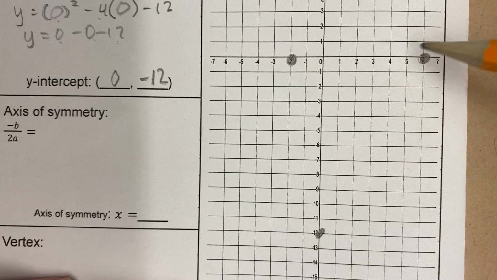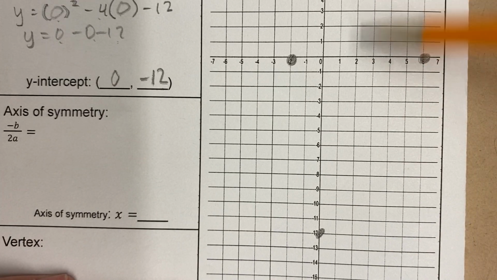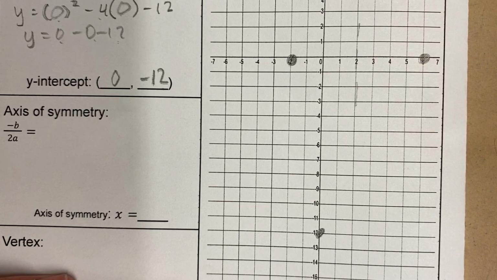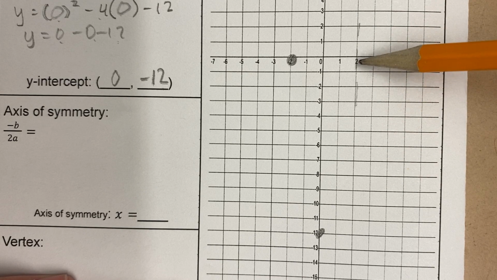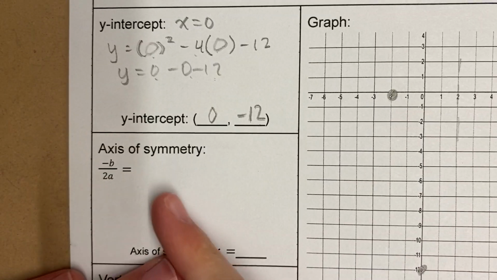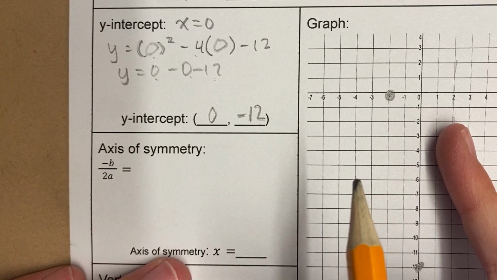Now on my graph, I know the axis of symmetry is going to be right down the middle. So here's my two x-intercepts. My guess is my axis of symmetry is right here. I can visually see where it should be. I think it should be on x equals 2. Let's see. We're going to do the math, and we're going to know if I'm wrong. It's going to show on my graph.